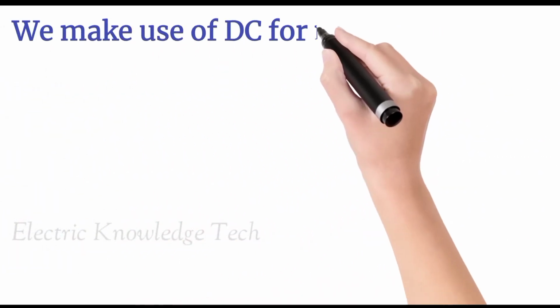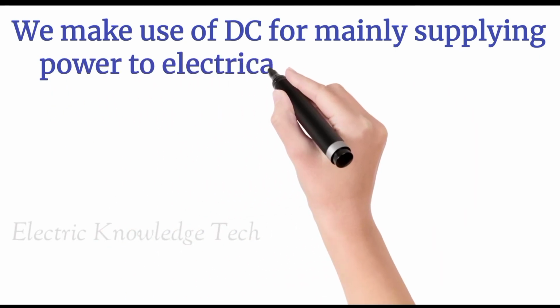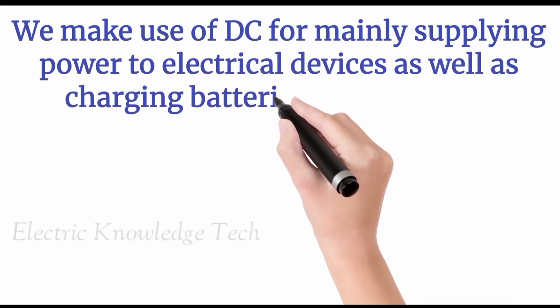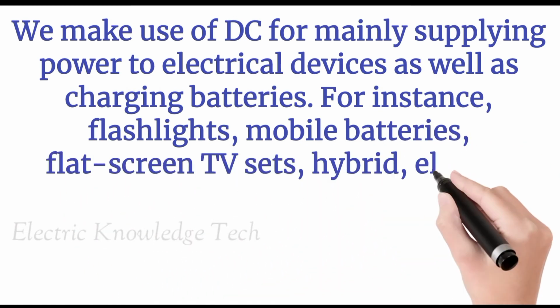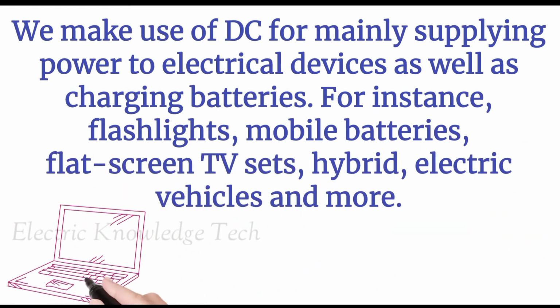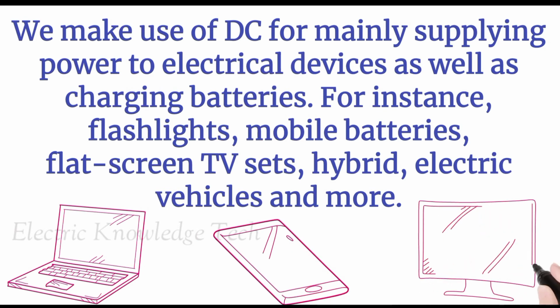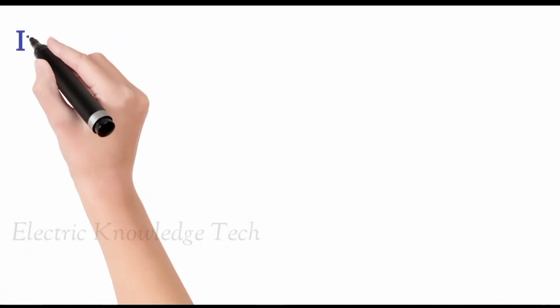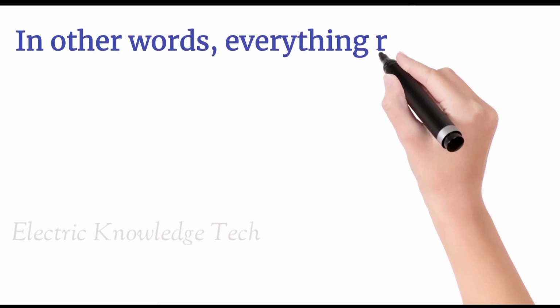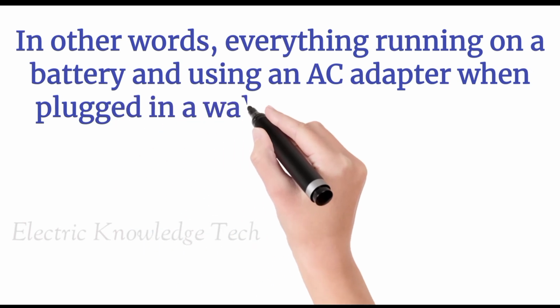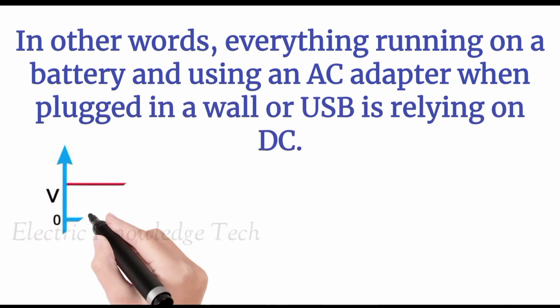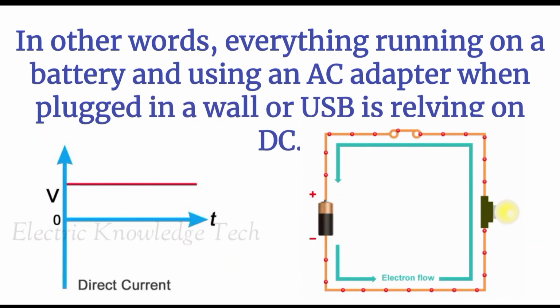We make use of DC mainly for supplying power to electrical devices as well as charging batteries. For instance, flashlights, mobile batteries, flat-screen TV sets, hybrid electric vehicles and more. In other words, everything running on a battery and using an AC adapter when plugged into a wall or USB is relying on DC. Examples of DC wave.